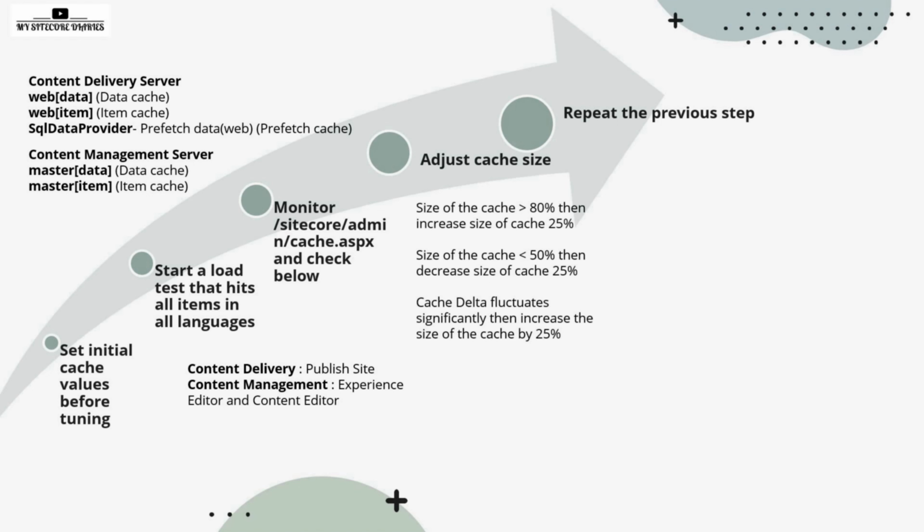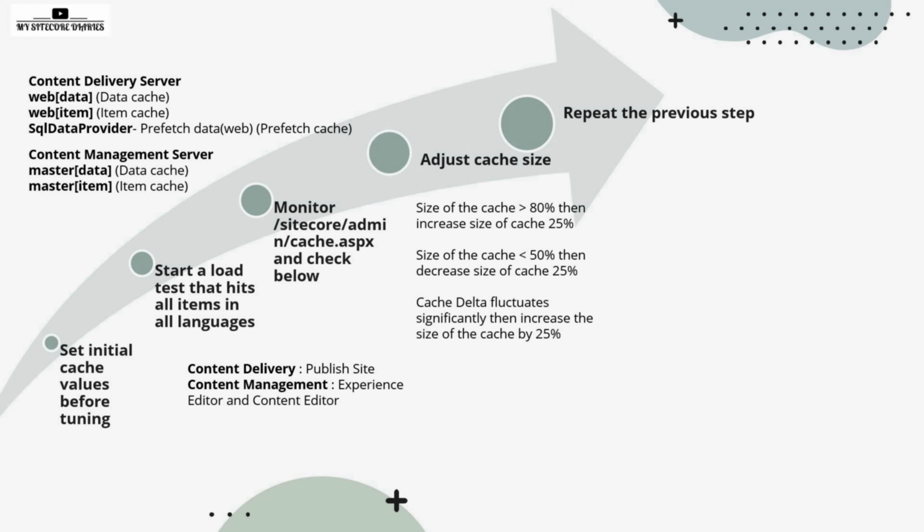Okay, so how will you adjust the cache size? If you see the size of a cache is greater than 80%, then increase your size of cache by 25%. So you have used 1000 MB as your cache, and that is getting used more than 80%, then you need to increase your cache size by 25%. So that is how the logic should work.